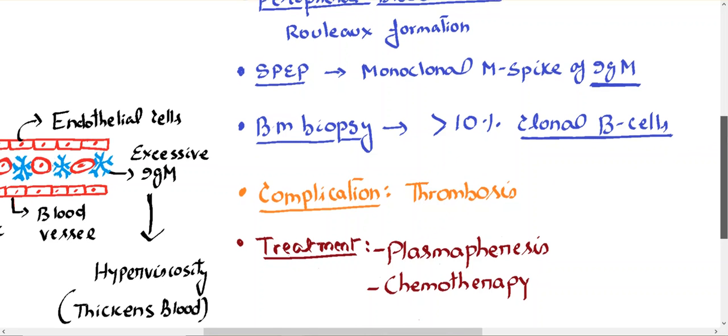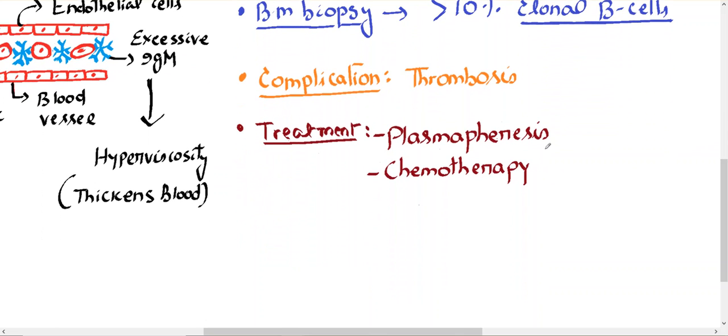And how do you treat this condition? You do plasmapheresis, where you take the blood of the patient and you take out all this IgM which is increased in number, and then you give the blood back to the patient. So that's plasmapheresis, and it is helpful to decrease the symptoms. Okay, and you can also go for chemotherapy.